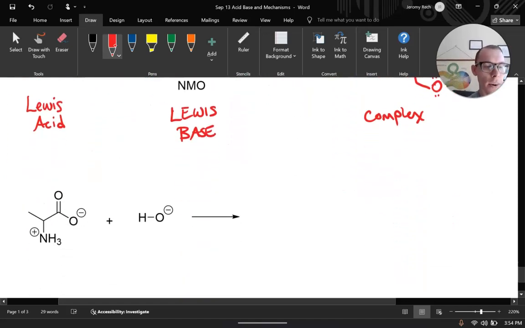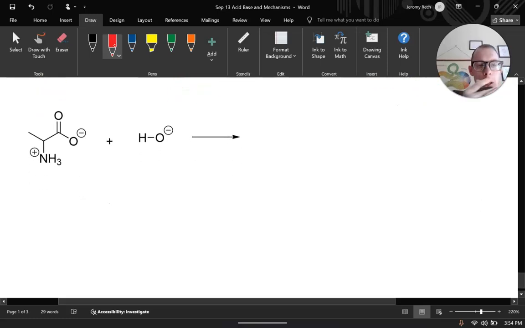All right. And for our last practice problem, we have kind of an interesting looking one. Here we have a deprotonated carboxylic acid and a quaternary amine reacting with a hydroxide. So go ahead and pause the video and think about which of these is going to be an acid and which of these are going to be a base. That's our first thing. So just start thinking about that first.